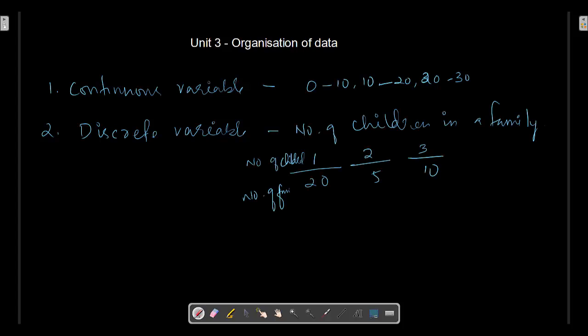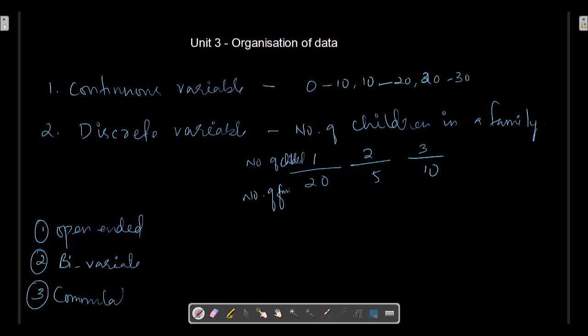And again, there are different types of frequency distributions. We have open-ended, bivariate, cumulative, relative, and percentage. Let me write them down here. Number one is open-ended. Number two is bivariate, then cumulative, relative, and lastly, percentage.